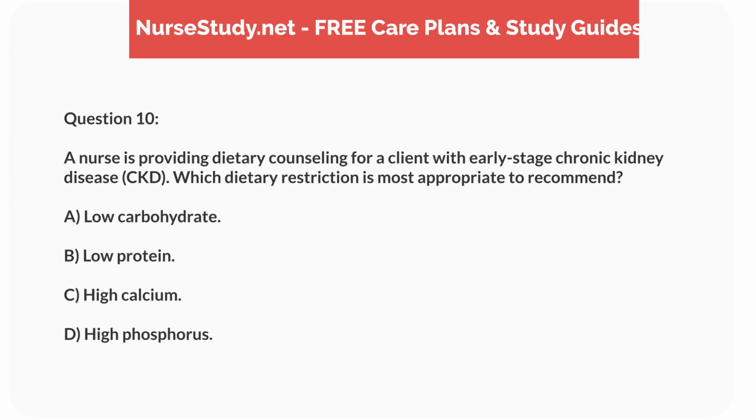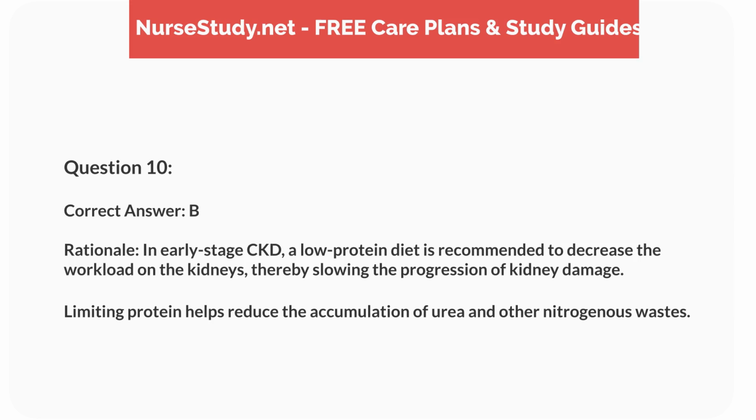Question 10. A nurse is providing dietary counseling for a client with early-stage chronic kidney disease, CKD. Which dietary restriction is most appropriate to recommend? A. Low carbohydrate. B. Low protein. C. High calcium. D. High phosphorus. Correct answer: B. Rationale: in early-stage CKD, a low-protein diet is recommended to decrease the workload on the kidneys, thereby slowing the progression of kidney damage. Limiting protein helps reduce the accumulation of urea and other nitrogenous wastes.